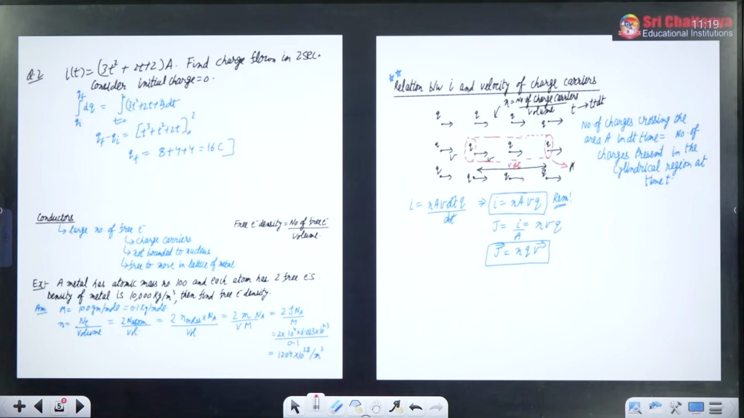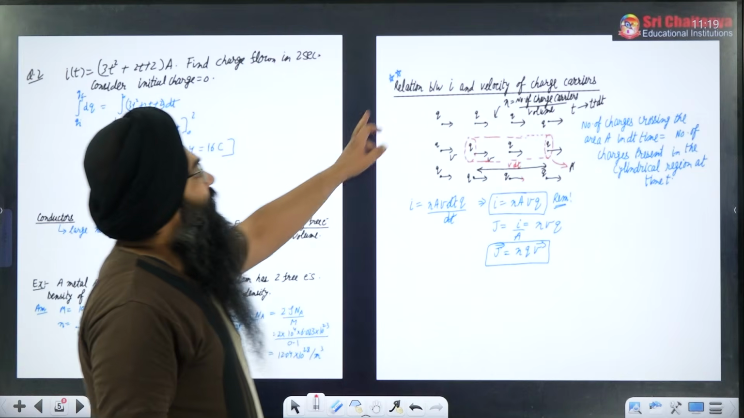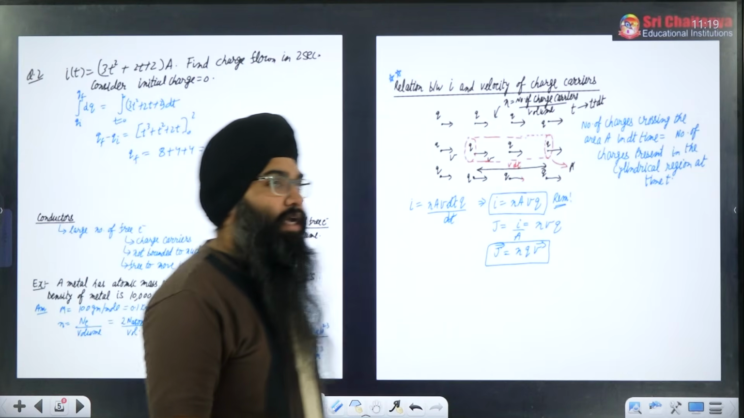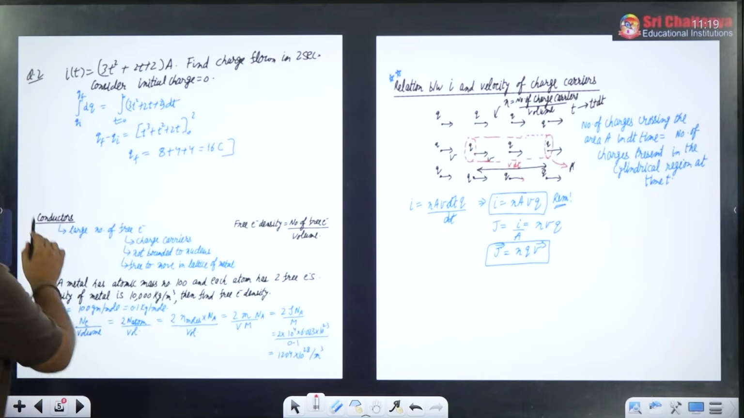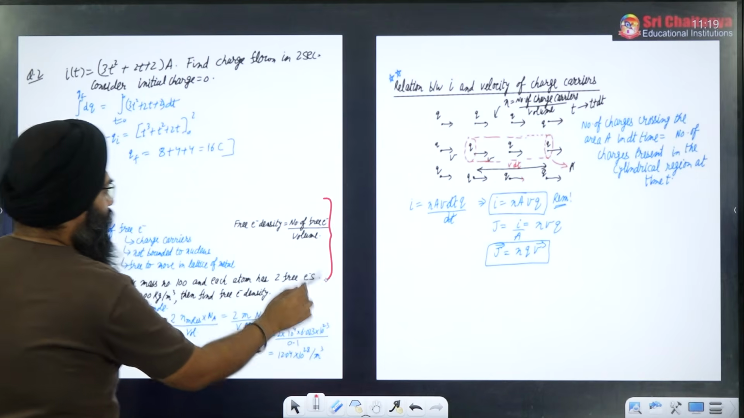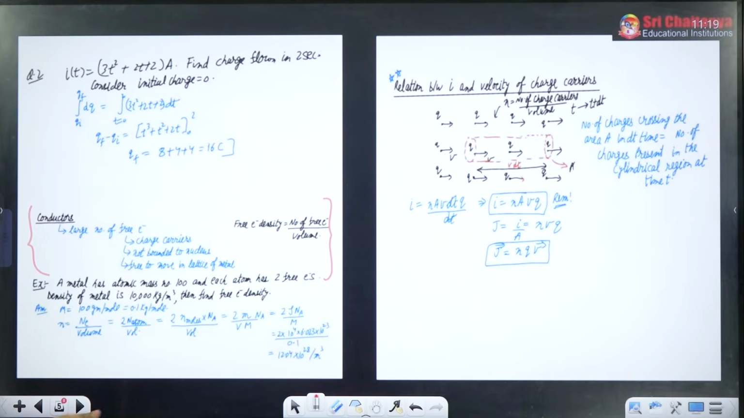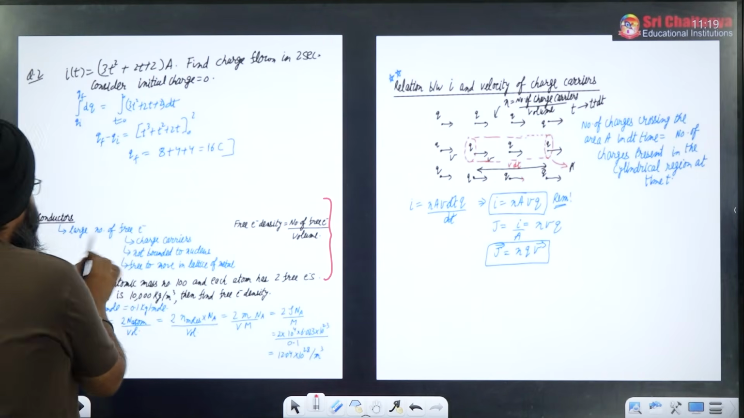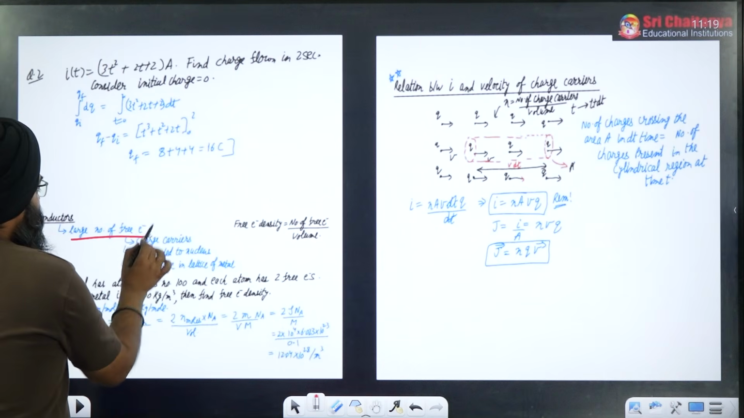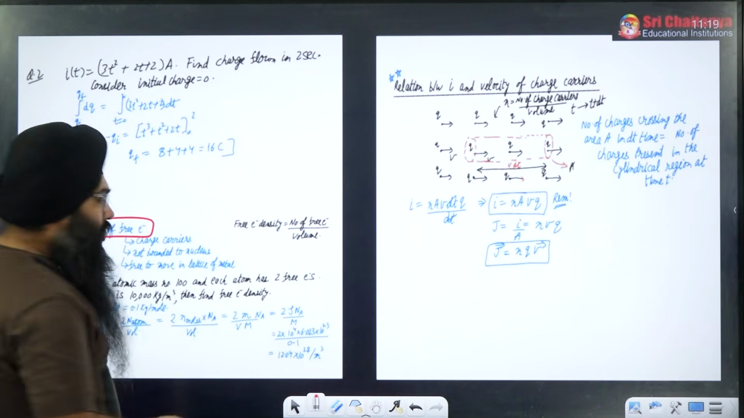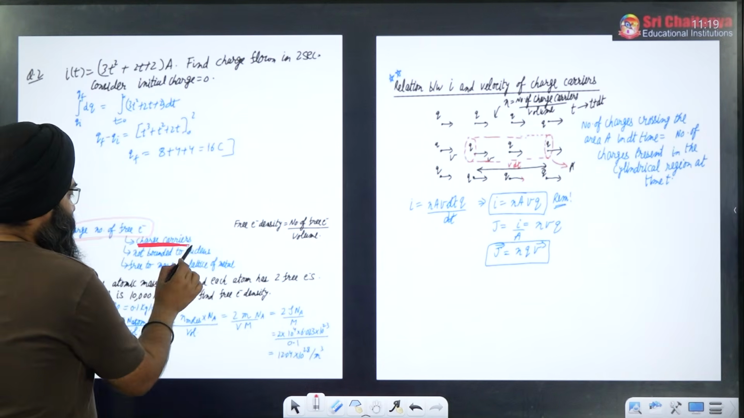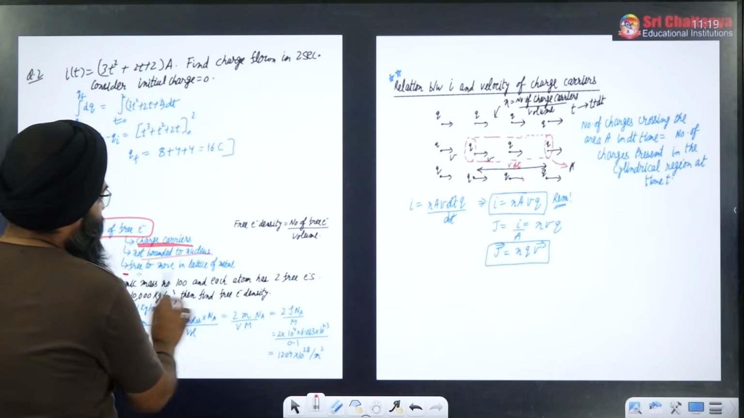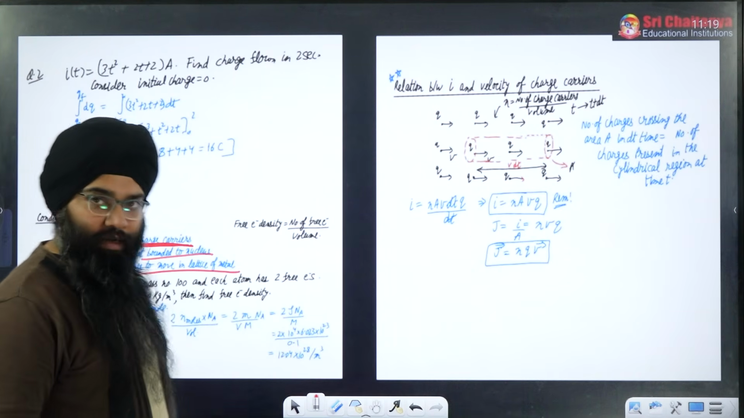Now, the next concept is the relation between current and velocity of charge carriers. Here I have given some basic points about conductors. There is no need to learn this, we already know it. Let me explain in detail. Conductors carry a large number of free electrons. Free electrons are charge carriers which are not bound to the nucleus, and they are free to move in the lattice of the metal.